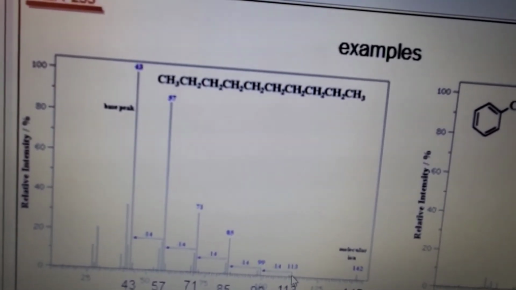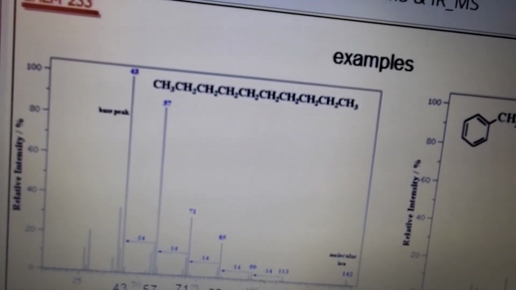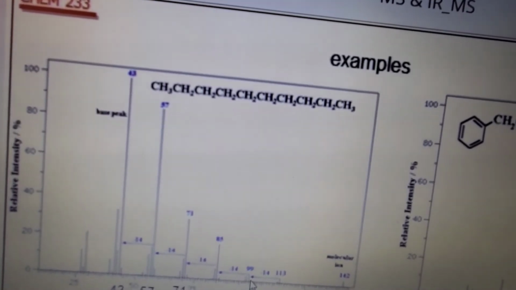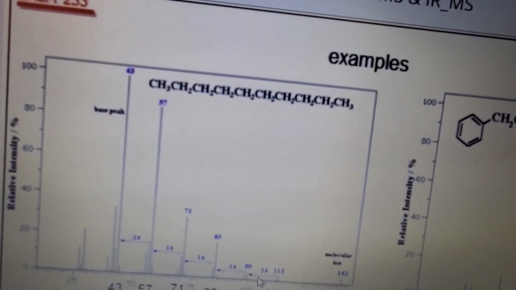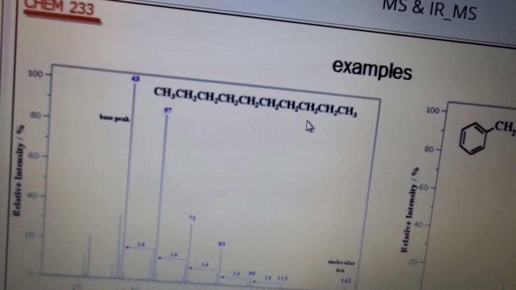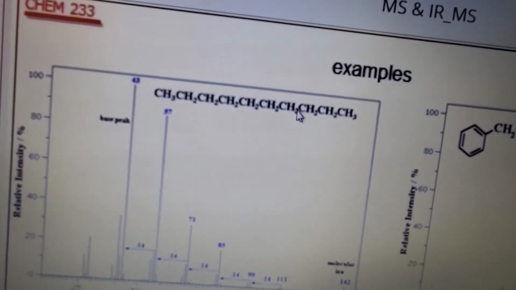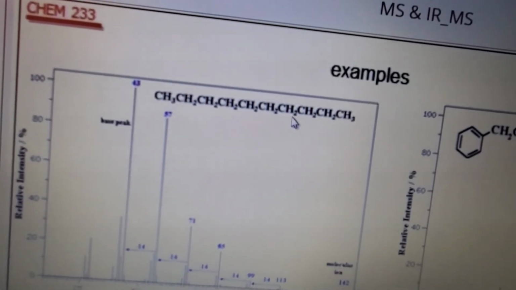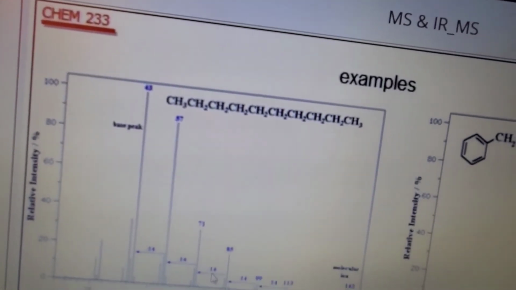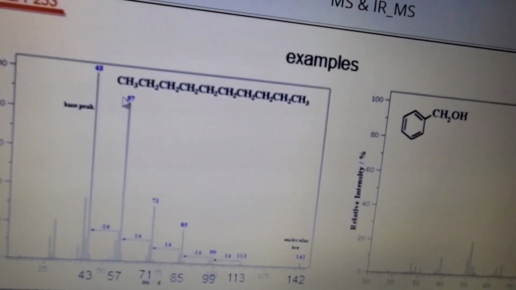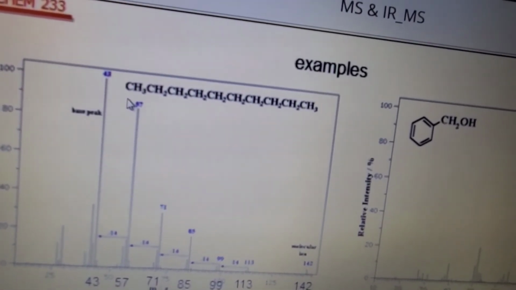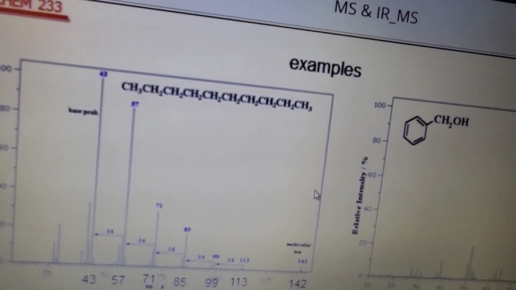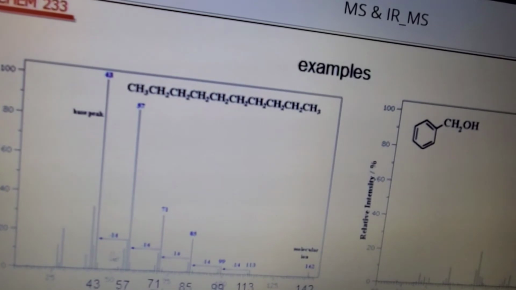Then from there, how much did you lose? This is M minus 29, right? So how much more did you lose? 14. So meaning you lost this, and the next one, you should lose this. If the isomer you are thinking of is correct, you should lose 14 more, 14 more, 14 more, 14 more. Then you get the 43. That's what you have left after losing so much weight.